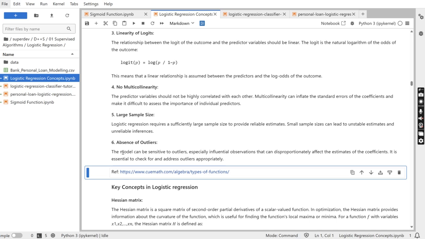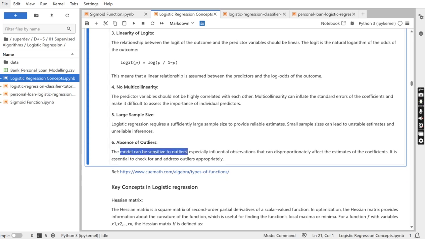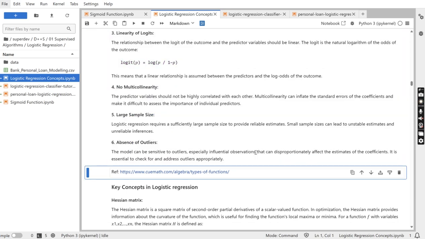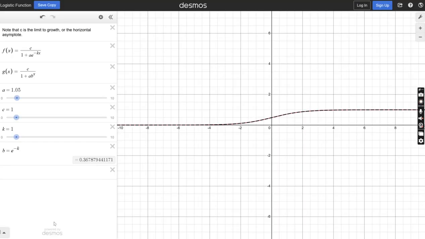Next is absence of outliers. Because you're talking about a straight line, which is being considered in order to calculate m values, and that line itself is being passed to sigmoid. So outliers will change the direction of that line, and the m value changes. I think I forgot to show you.